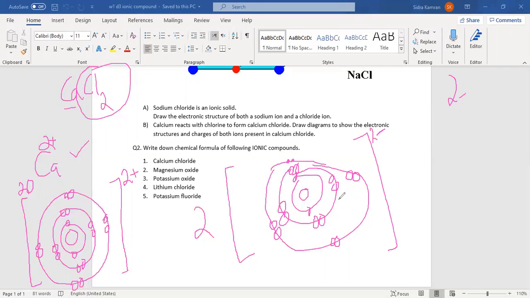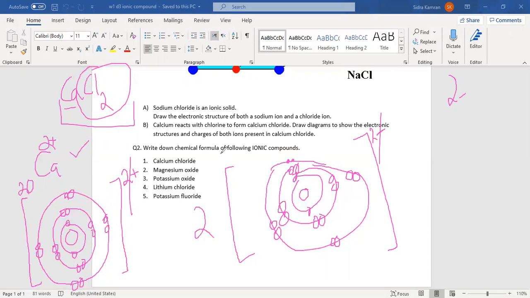Next, in this way you have to write the structure. Plus 2 and minus 2 will cancel out. This is a neutral calcium chloride molecule or compound.